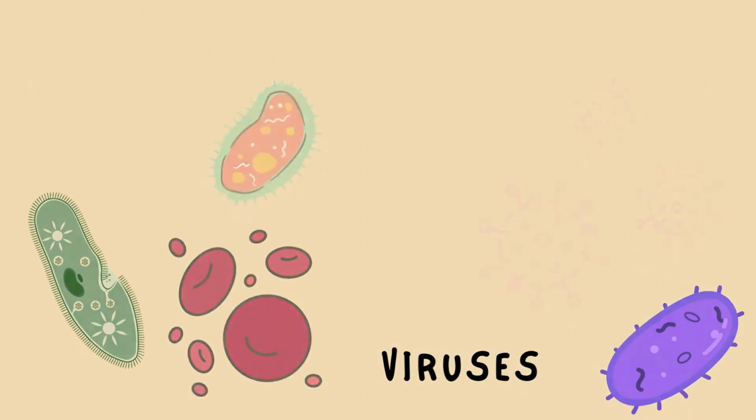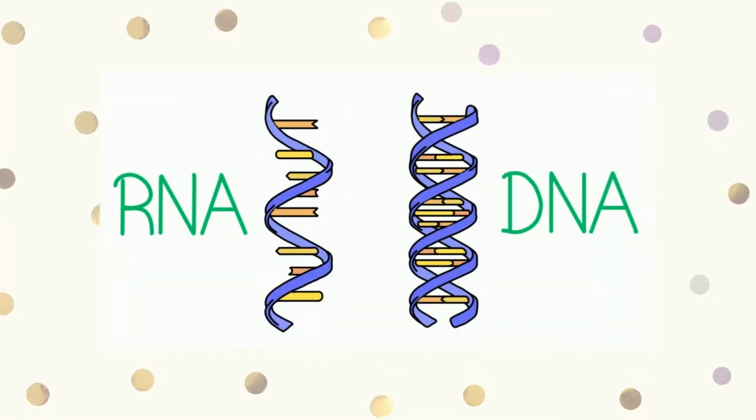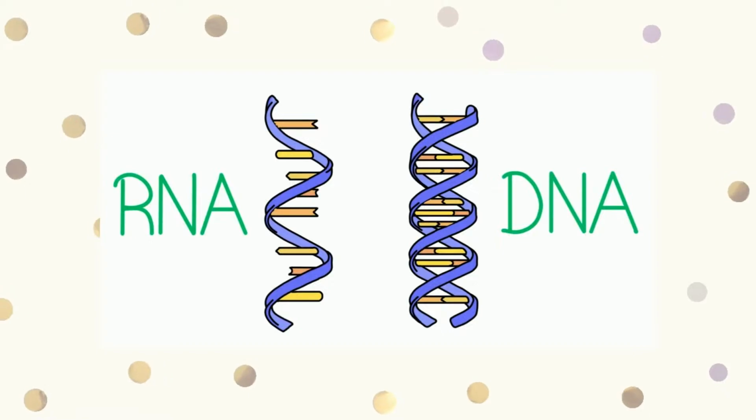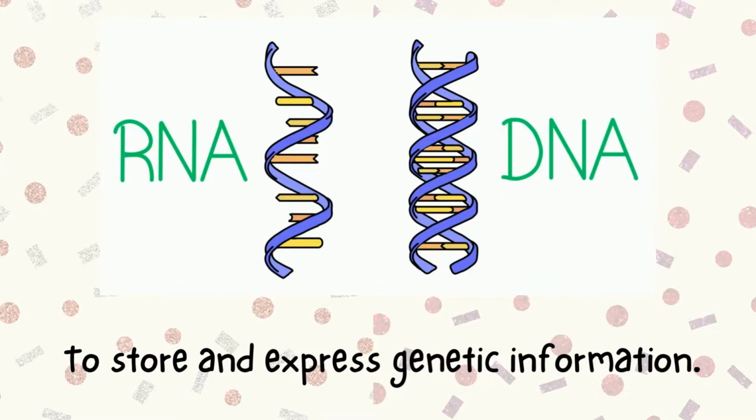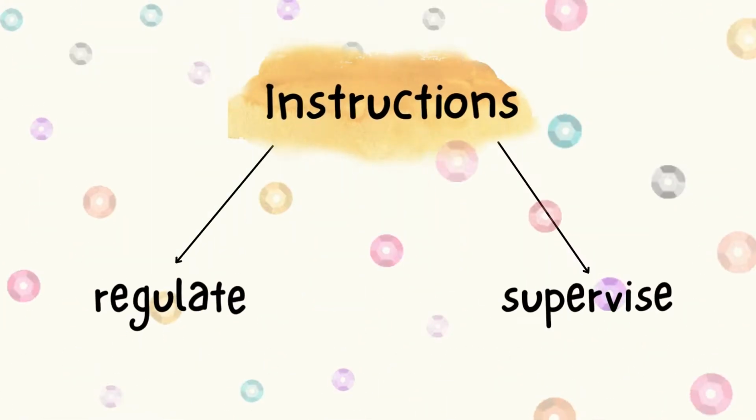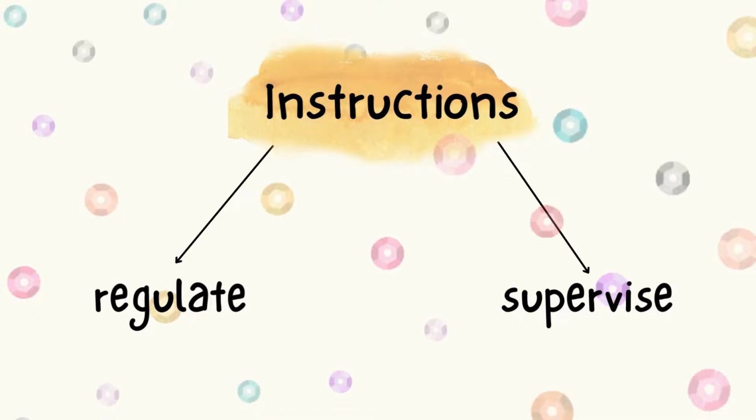There are two common types of nucleic acid, which include deoxyribonucleic acid, the DNA, and ribonucleic acid, the RNA. The function of these nucleic acids is to store and express genetic information. The genetic information acts as the instruction to the cell to regulate and supervise the activity of a cell and the body. This is very important so our body knows what to do at the right time.